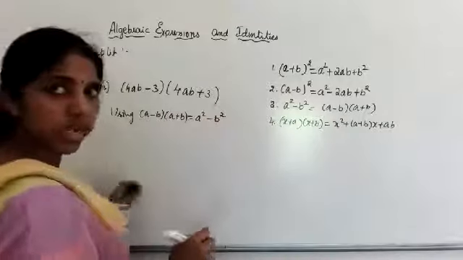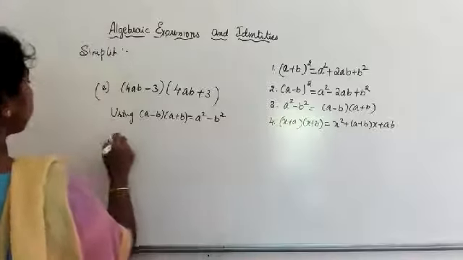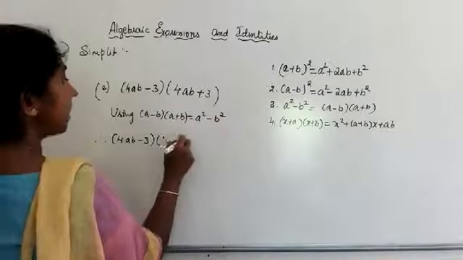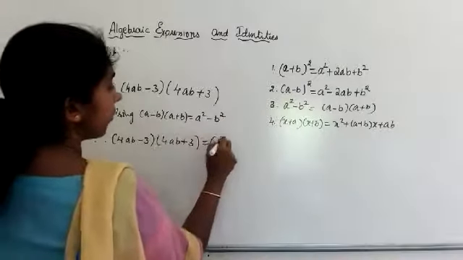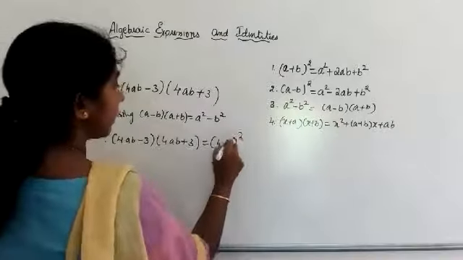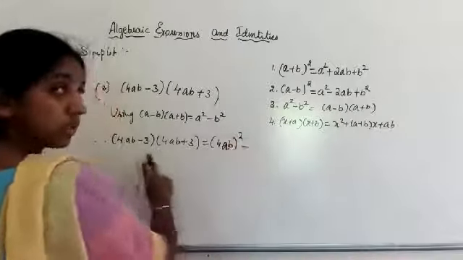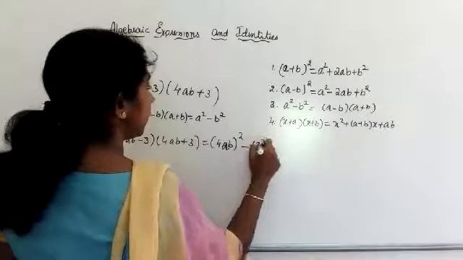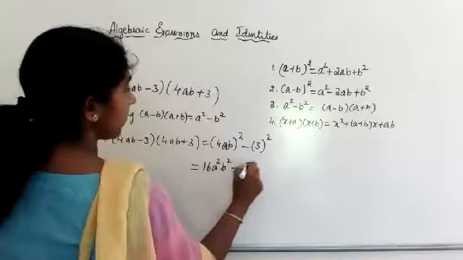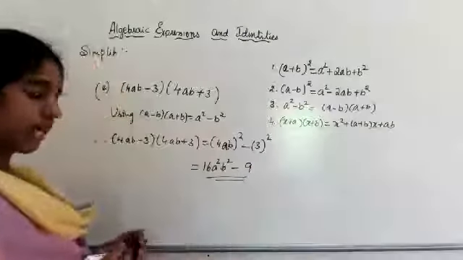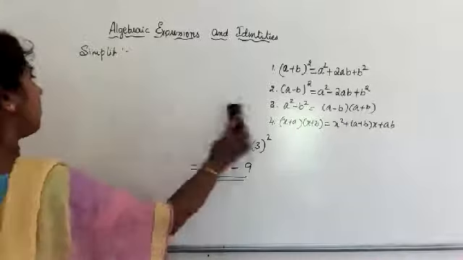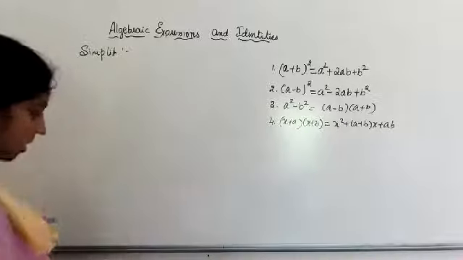Therefore, here 4ab minus 3 into 4ab plus 3 will be equal to, your a is 4ab, the whole square, and your b is what? 3. So minus 3 the whole square. So it is 16 a square b square minus 9. So this is the final answer using the third identity. Next.